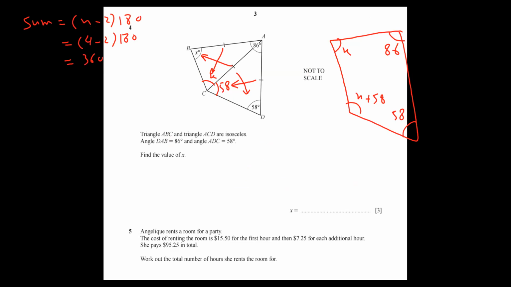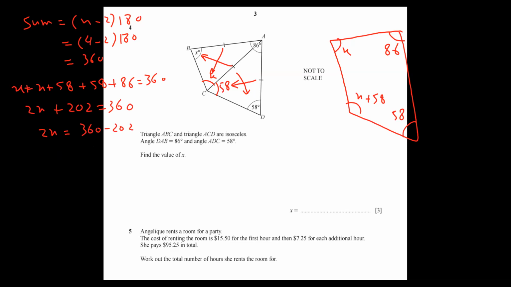So I can add all of them: X plus X plus 58 plus 86 equals 360. X plus X gives you 2X. And if I add all these three, 58 plus 58 plus 86, it will give us 202. And if I bring 202 to the other side, we subtract: 2X equals 360 minus 202. And after that, 2 will divide.